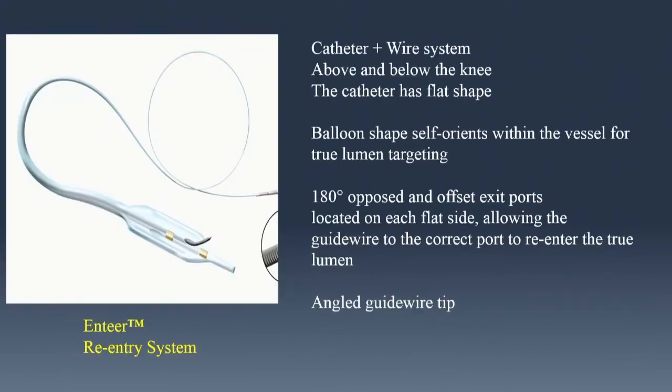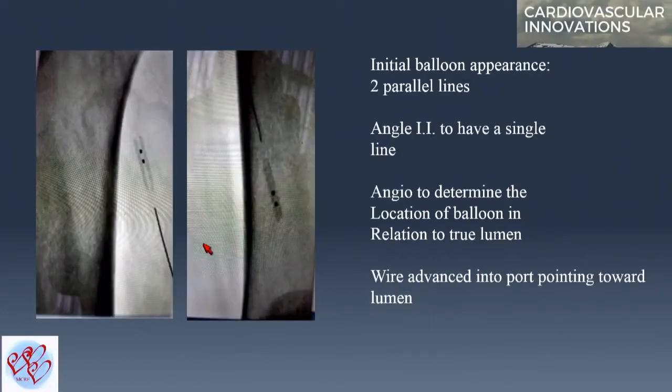Another system that we also use in our lab is the Intier. It's a reentry system. It's a catheter plus a wire system. As you can see, the tip of the catheter is a balloon, almost a flat shape. When you inflate it, it positions itself nicely toward the lumen. You have 180-degree opposed and offset exit ports. These exit ports allow you to get your wire into the true lumen under X-ray guidance. This is an example. When you deploy the balloon, you can see the two parallel lines of the balloon.